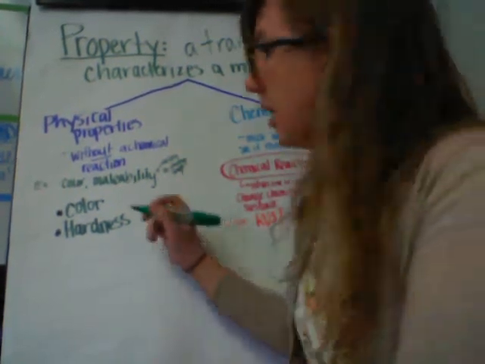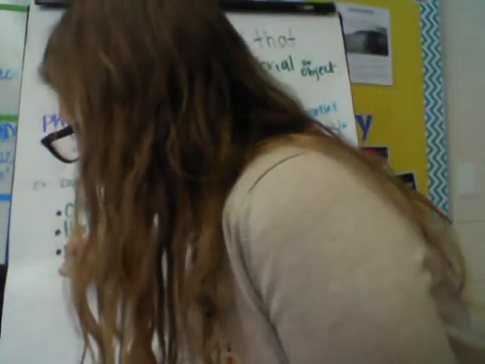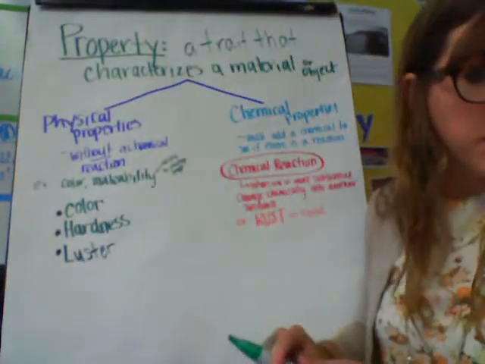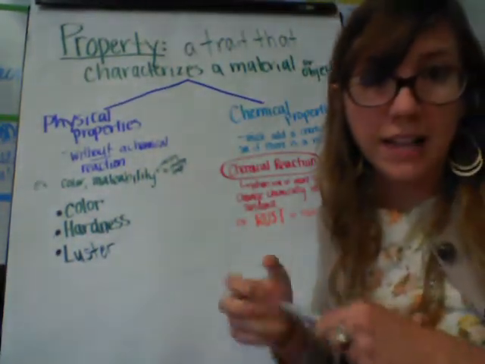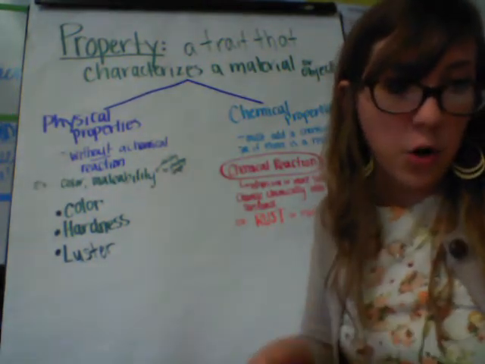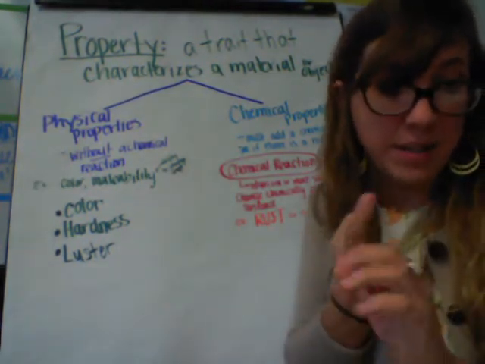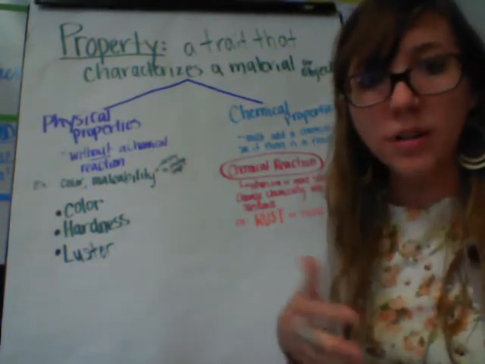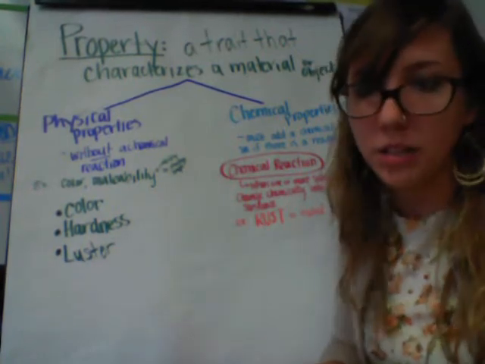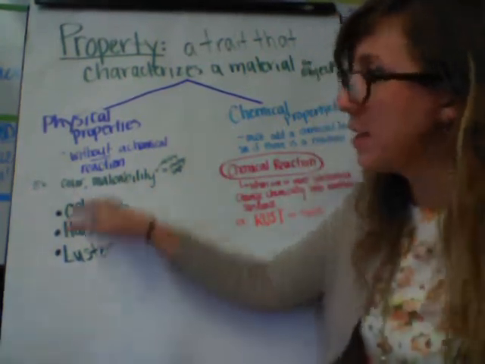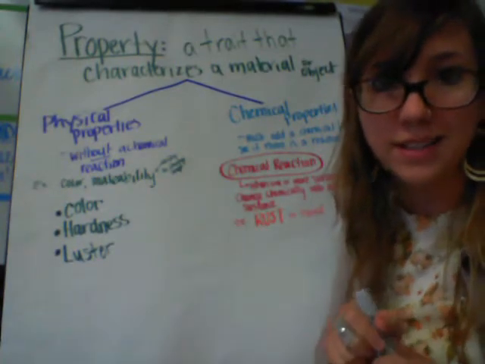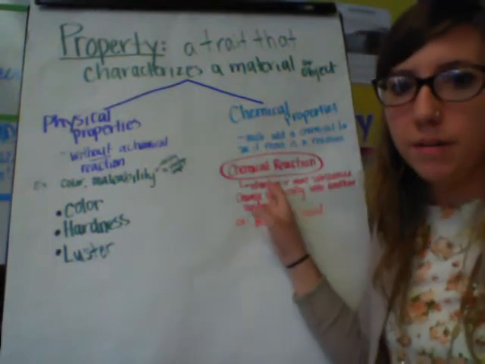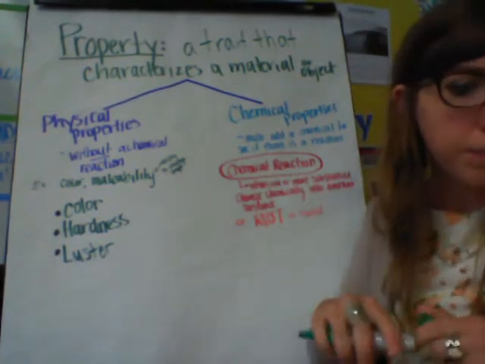Okay? Luster. Luster is if the substance reflects light. So is it shiny? Is it dull? Is it metallic looking? Glassy, maybe it's waxy. Those are all different words that you can use to describe the luster, and that's just how it looks. Remember, I'm listing these under the physical properties because they're all things that you can see or find out without involving other chemicals and changing the chemical composition.